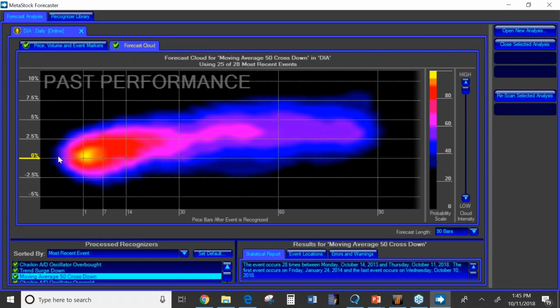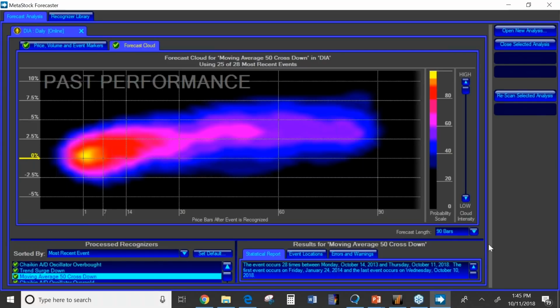If you look right here, this is when the event occurs. And down here on the bottom, you'll see 1 day after the event occurs, 7 days after the event occurs, 14 days after the event occurs, 30, 60, and 90. You'll notice right here, we've got a forecast length. Right now, that's set to 90 bars.